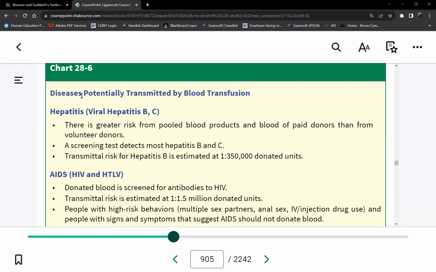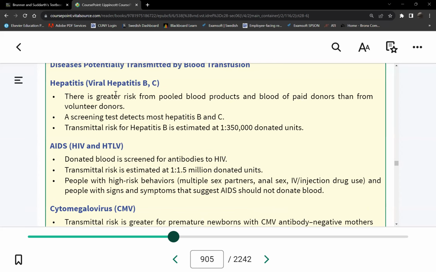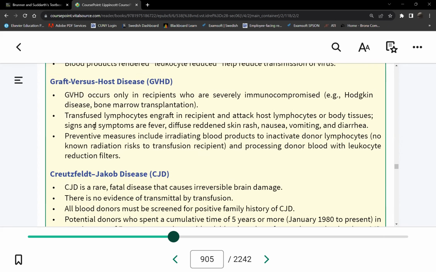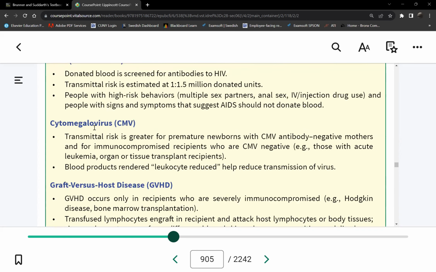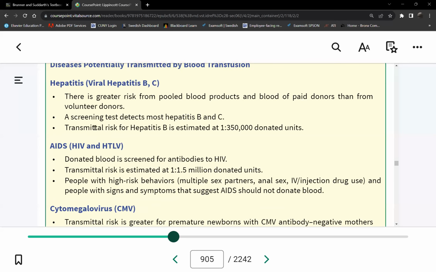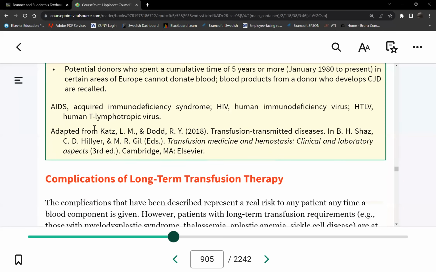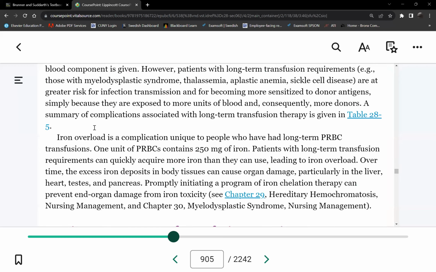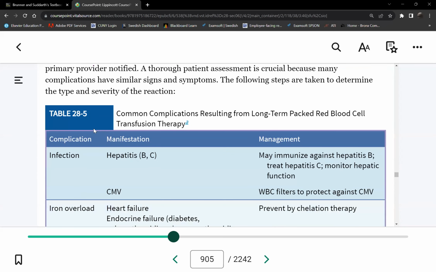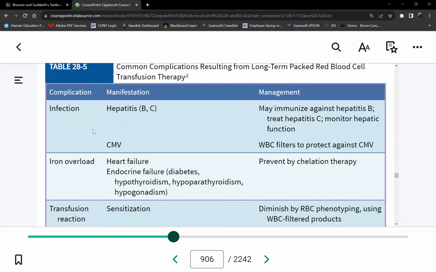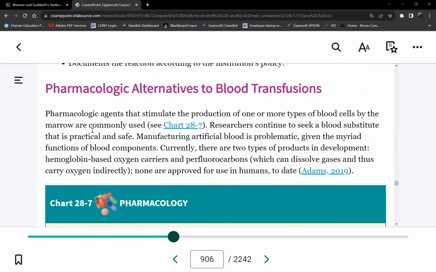We have good screening and cross-matching. We screen the donors for the most common blood-borne diseases like hepatitis, AIDS, CMV. So these are unheard of. I don't remember the last time we had these cases, because again, we do a good job with typing, screening, and cross-matching. Any questions on the procedure?